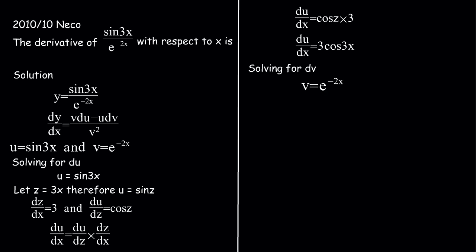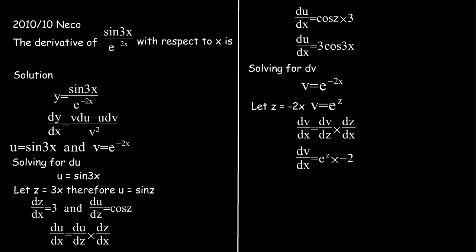v is equal to e raised to the power minus 2s. Now we are going to make z equal to minus 2s, and v will be equal to e raised to the power of z. Now according to our chain rule formula, we state that dv over ds is equal to dv over dz times dz over ds. Substituting for dv over dz and dz over ds, dv over ds will be equal to e raised to the power of z times minus 2. Now multiplying, dv over ds will be equal to minus 2e raised to the power of z.